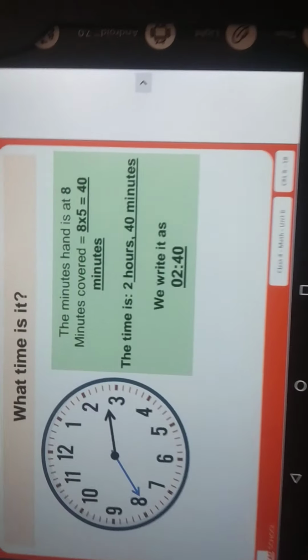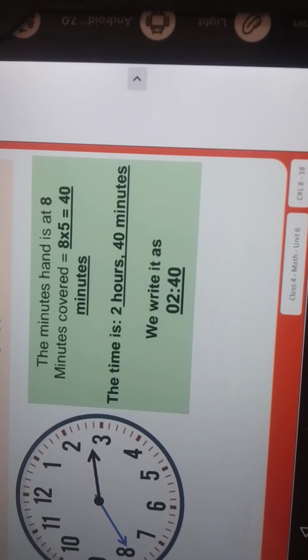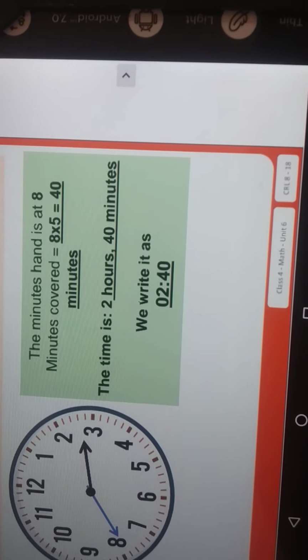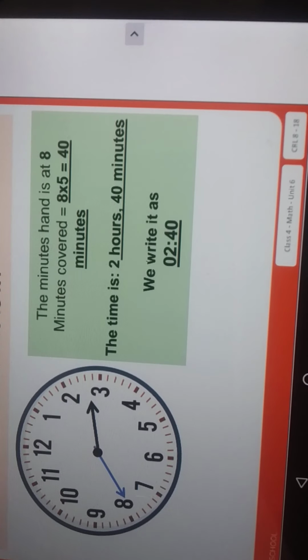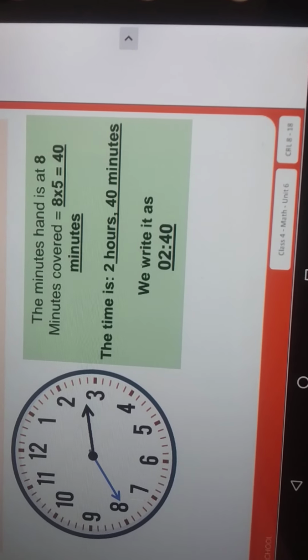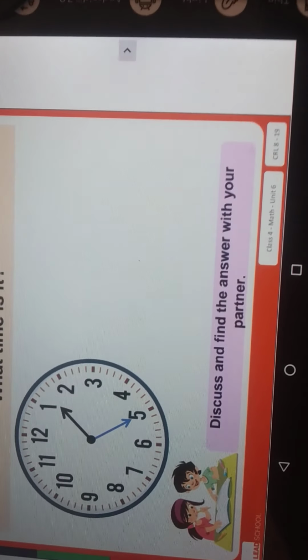2:40, sorry. The minutes hand is at 8. Cover 8 into 5 is equal to 40 minutes. The time is 2 hours and 40 minutes. We write it as 2:40. Okay. Now what time is it?